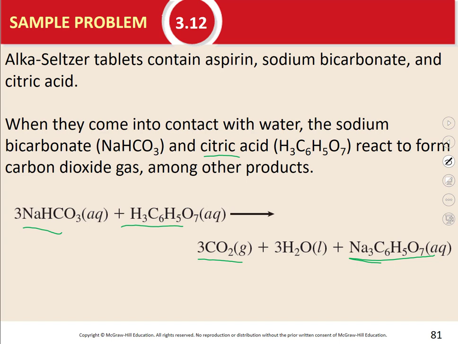By the way, if you're following along with this, this is on page 106, along with a lovely little picture of an Alka-Seltzer tablet bubbling in water. So there's our balanced equation. Let's get to the actual question, though.